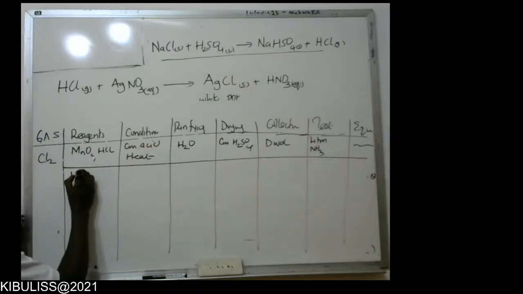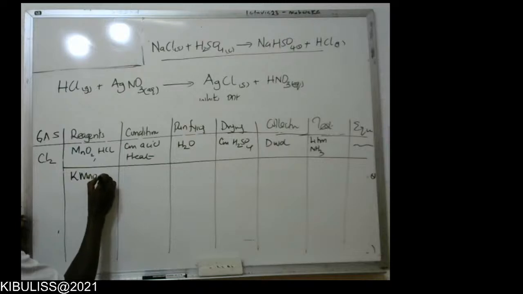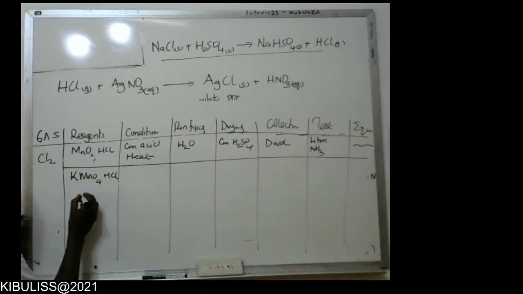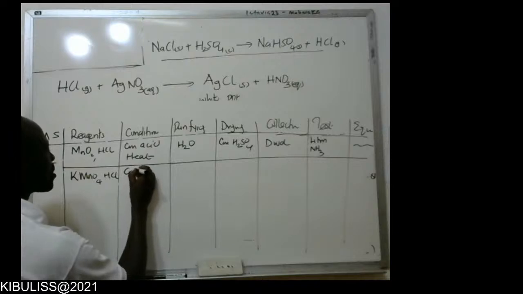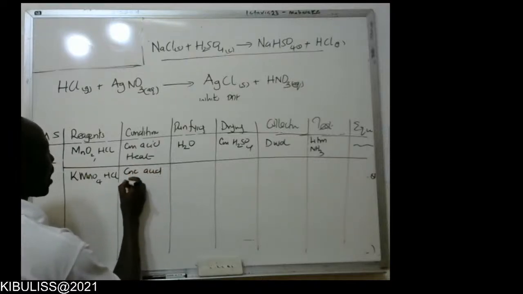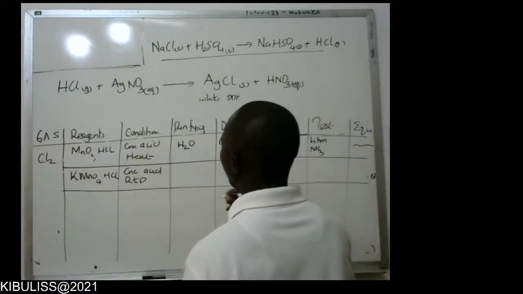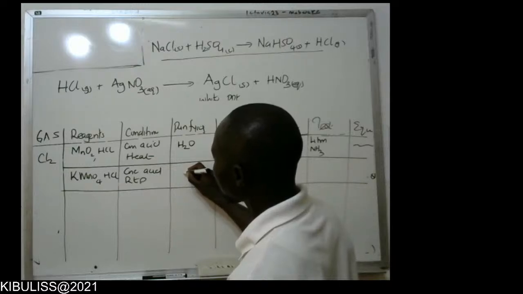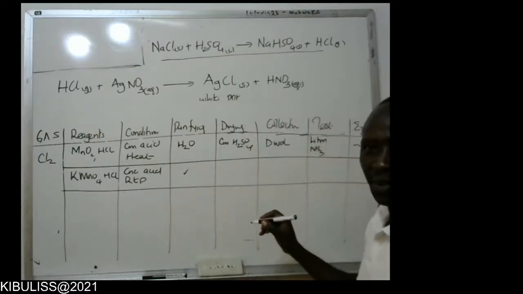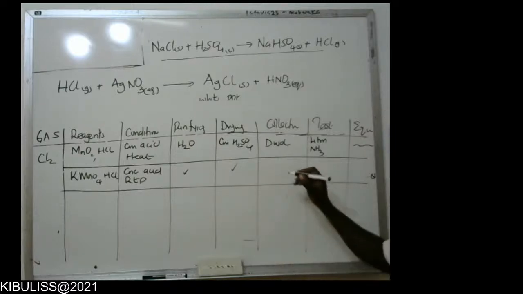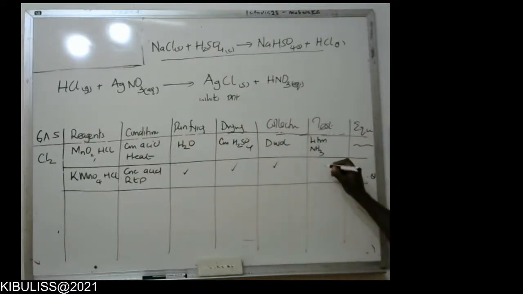If not, we use potassium permanganate and the same hydrochloric what? Acid. What were the conditions? We insisted on concentrated what? Acid. And this reaction took place at room temperature. So purification, yes, as above. Drying, as above. Method of collection, as above. Test, as above. The equation changes. Are we there? Now, we are introducing.